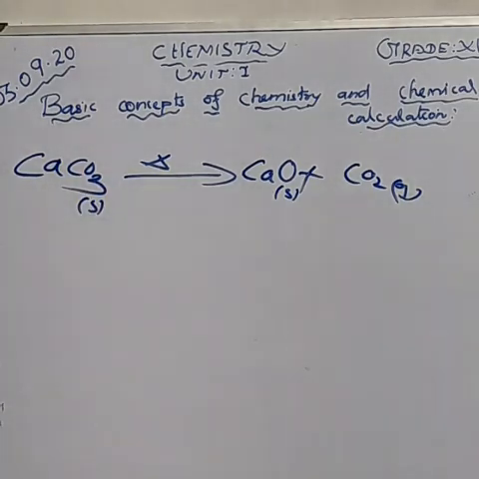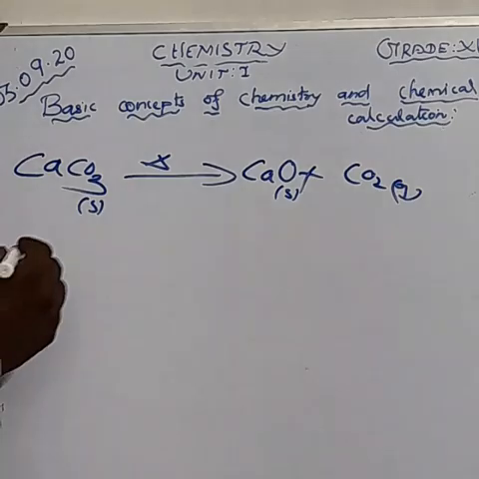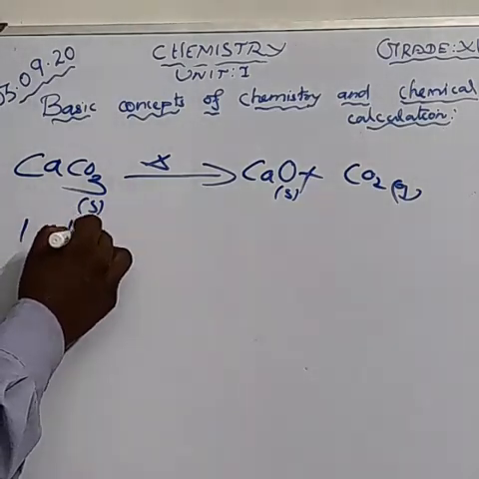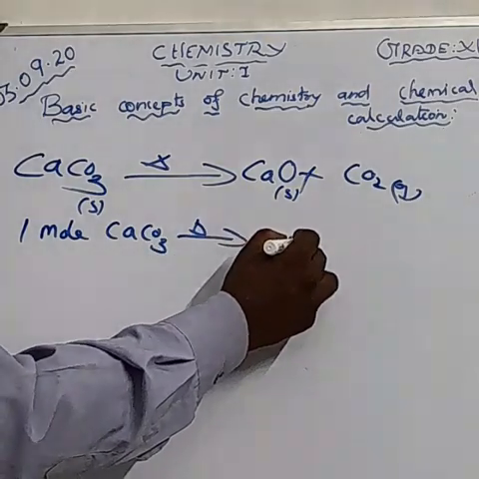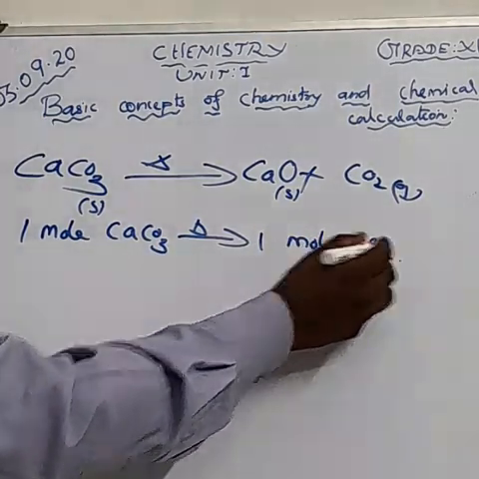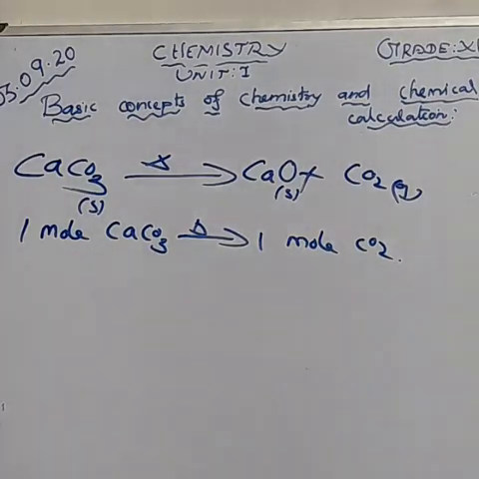Here, as per the stoichiometric equation, 1 mole of calcium carbonate on heating gives 1 mole of carbon dioxide. This is as per the balanced chemical equation. Here 1 mole of calcium carbonate is equal to how much gram? That we should calculate. What is the mass of 1 mole of calcium carbonate?